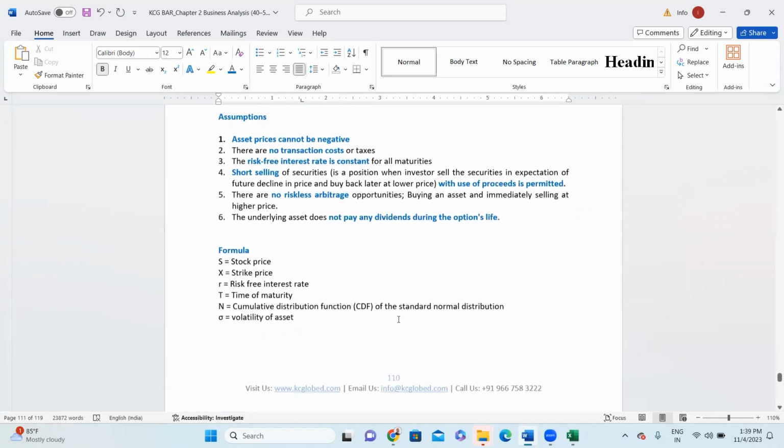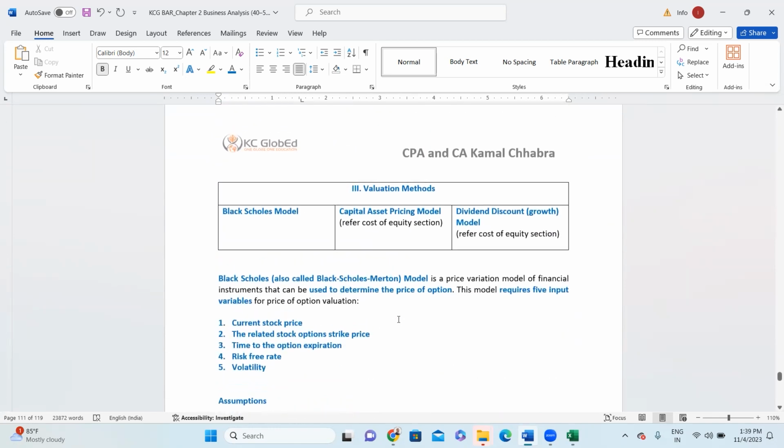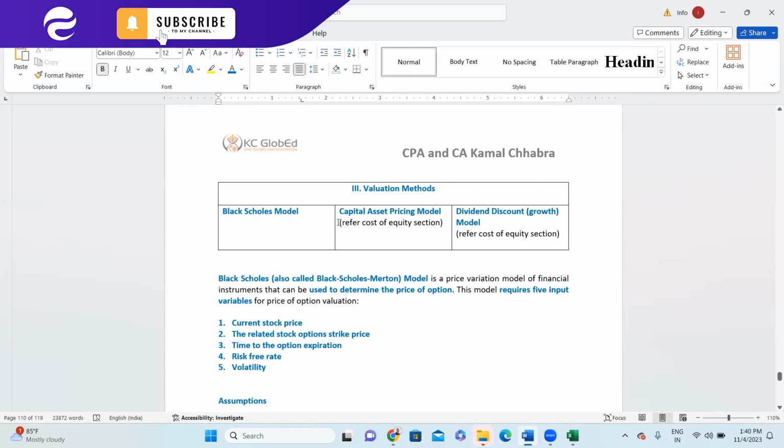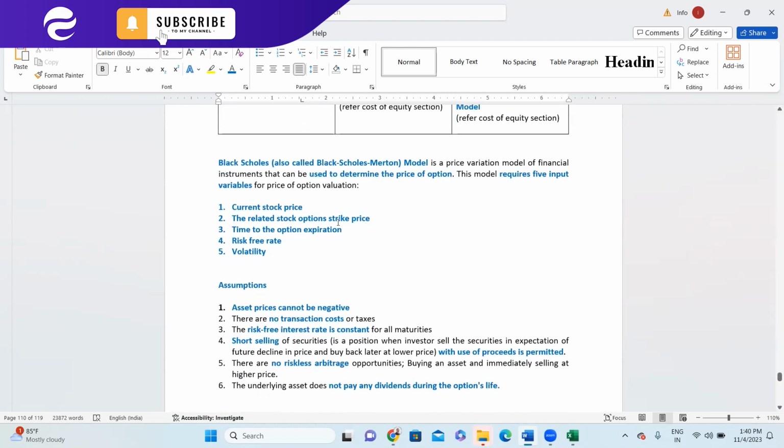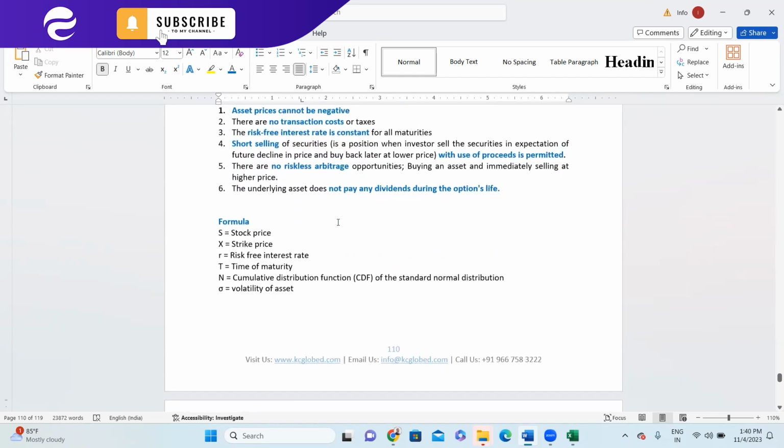Right? Just quickly take a look at the valuation models: Black-Scholes model, capital asset pricing model, and dividend discount model. So these are the three models. Capital asset pricing model we have discussed above. Dividend growth model also we have discussed above. For the Black-Scholes model, you should know that such a model exists for valuation purposes. No calculations are required for the CPA examination. But you should be aware of the variable inputs required and the assumptions required.